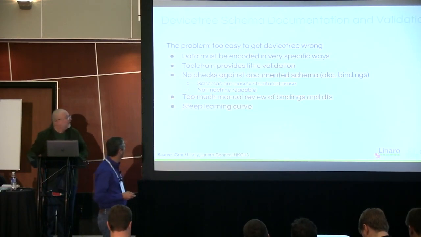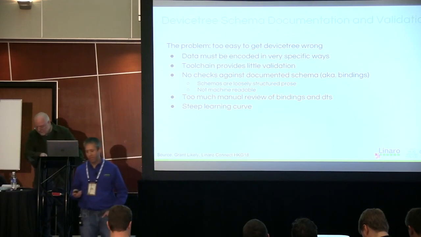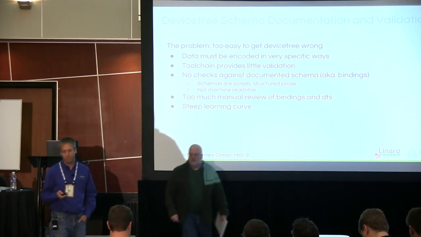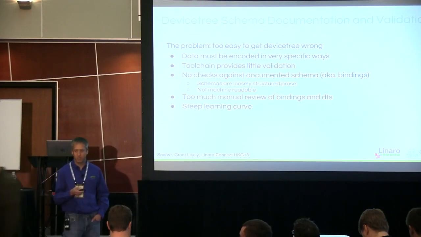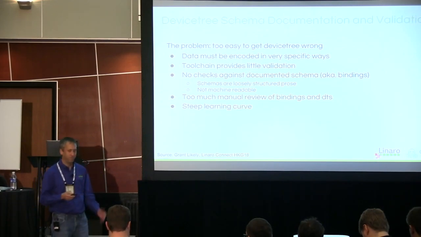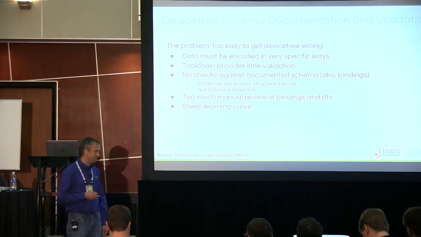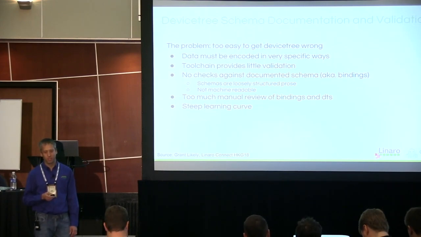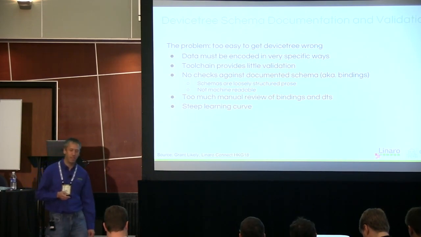So what's the problem? It's too easy to get device tree wrong. The data must be encoded in specific ways, like you have phandles plus cells, and that depends on another property. It's a strange property of device trees. The toolchain provides little validation. That's been changing over time. There are a lot more checks within DTC now, but they're limited to common bindings that don't require binding specific information or specific information for a given device.